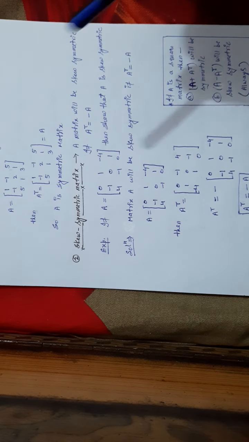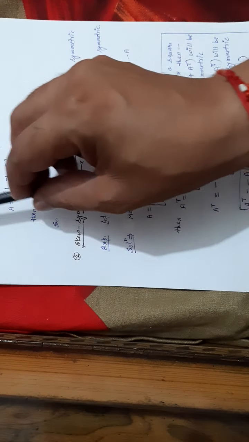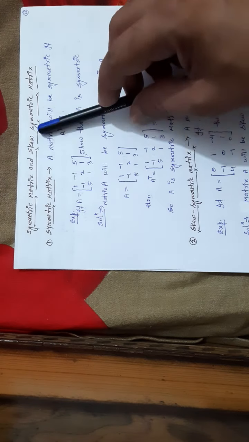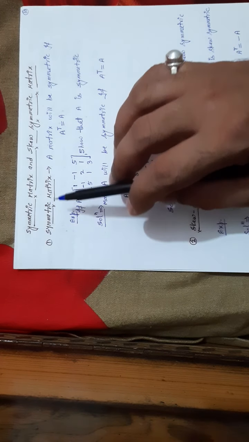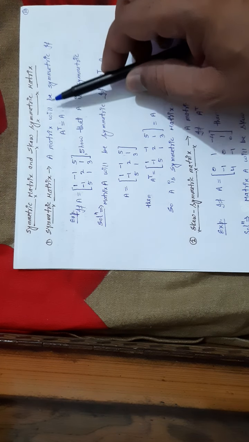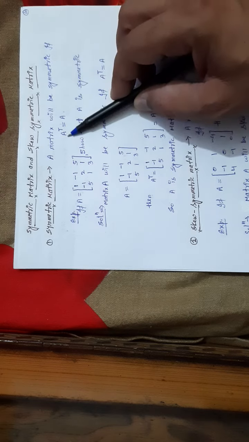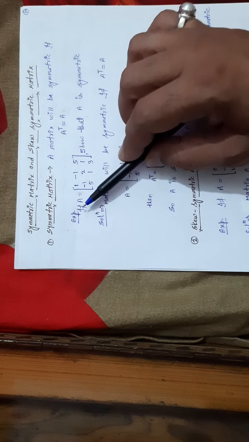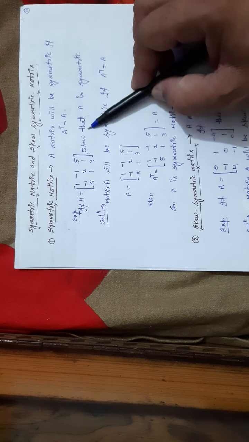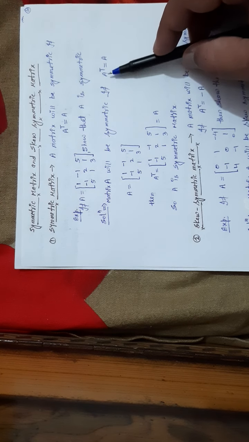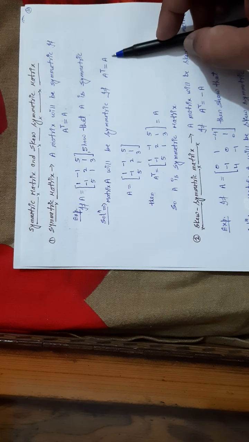Now come to the exercise. Before coming to the exercise, two more topics are there: symmetric matrix and skew-symmetric matrix. So what is a symmetric matrix? A matrix is said to be symmetric if its transpose is equal to the given matrix. For example, if matrix A is given and we have to show that A is symmetric, we have to show that A T equals A.